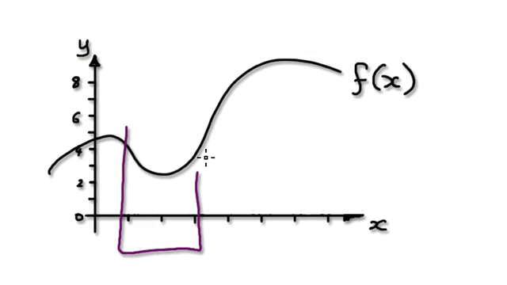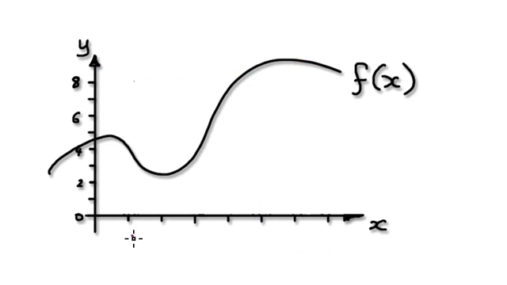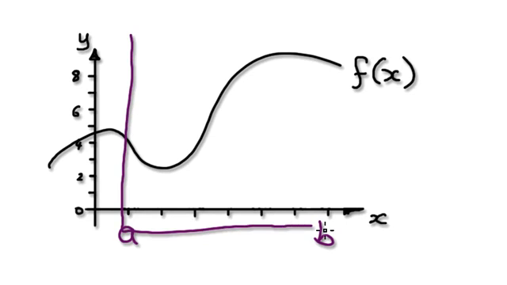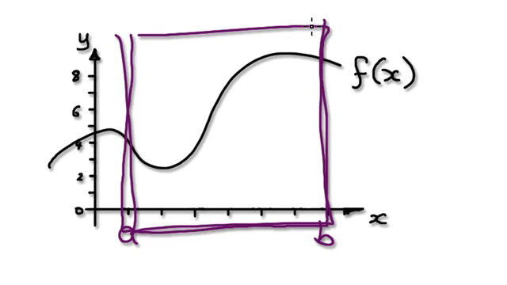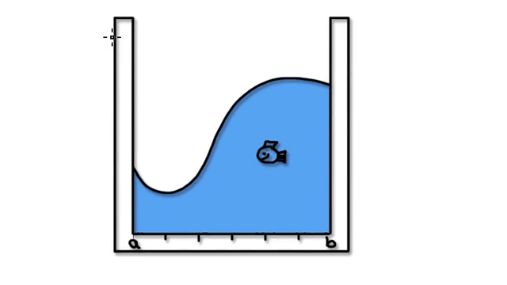In this region, the average height is somewhere down here. In this region here, the average height would probably be somewhere here. But in the interval from A to B, what would be the average height? So imagine this bit here is like a fish tank.